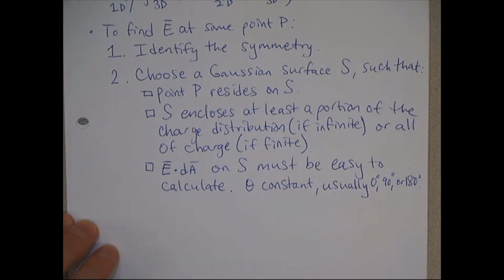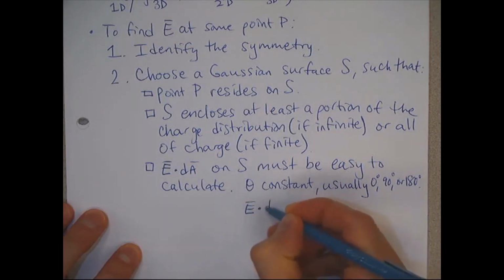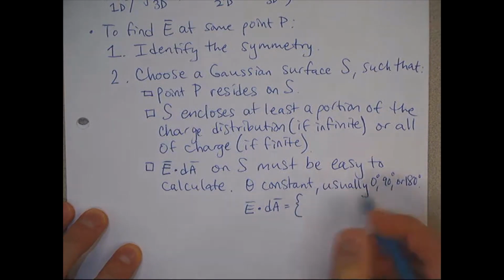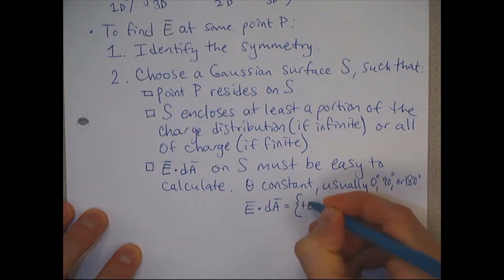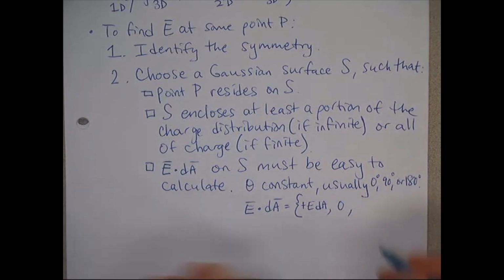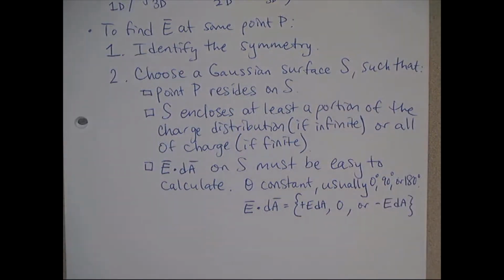That makes this dot product easy. In those three cases, E dot dA will either be plus EdA when you bring in the cosine of 0, that's a plus 1, or 0 when you bring in the cosine of 90, or negative EdA. The cosine of 180 brings the minus sign.